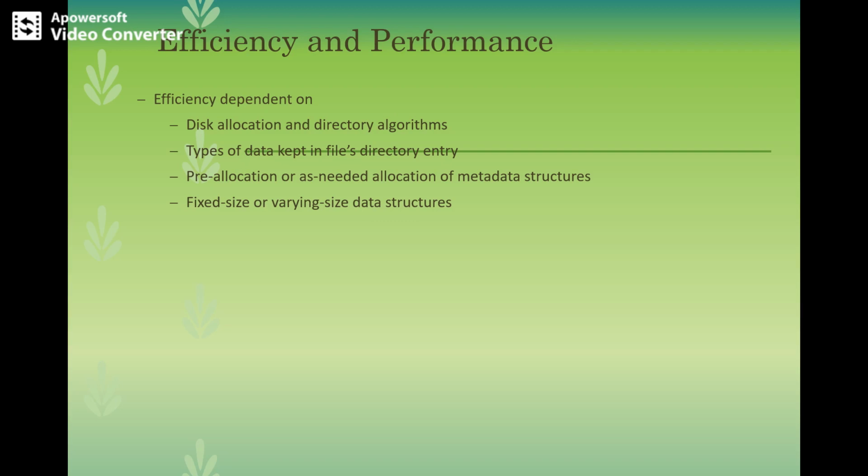Many data structures are of fixed length, allocated at system startup, and these structures include the process table and open file table. When the process table becomes full, no more processes can be created. When the file table becomes full, no more files can be opened. Then the system would fail to provide services to the users. So these are the main points which affect the efficiency of the system: disk allocation and directory algorithms, types of data kept in the file's directory entry, pre-allocation, and fixed size or varying size data structures.